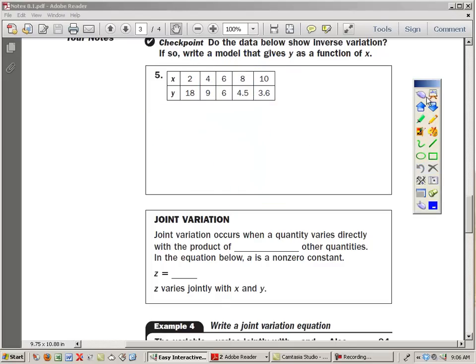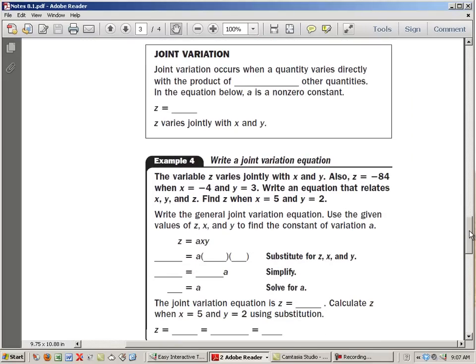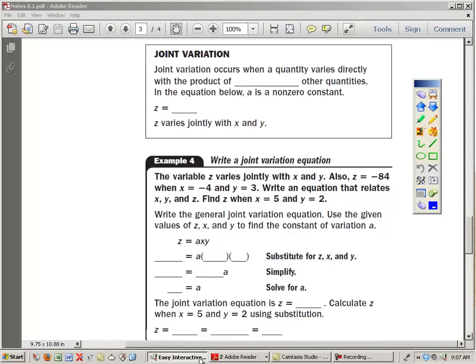All right? All right, let's talk a little bit about joint variation. Again, joint variation is exactly what it sounds like. It joins a couple of variations. So joint variation occurs when a quantity varies directly with the product of more than one, 2 or more in this case, quantities. All right. In the equation below, a is a non-zero constant, so z is equal to a times x times y. And so now we're going to say that z varies jointly with x and y.